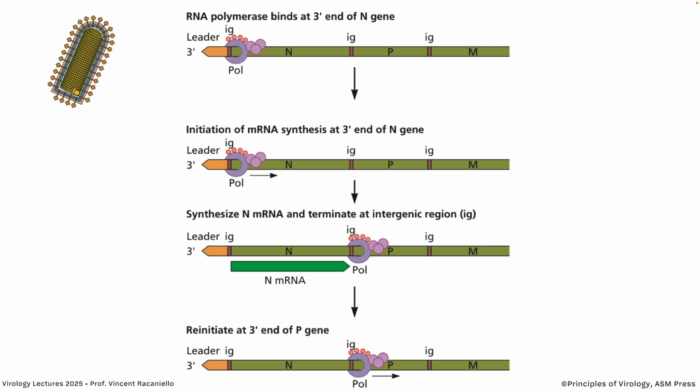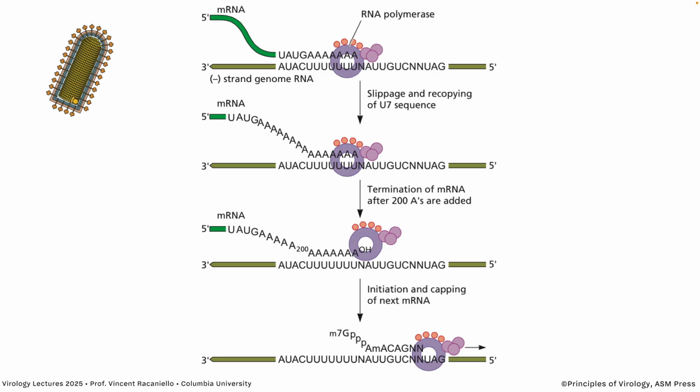So at some point, the polymerase needs to stop this. It needs to stop making small mRNAs and copy the whole thing. And that's the function of the nucleocapsid protein.